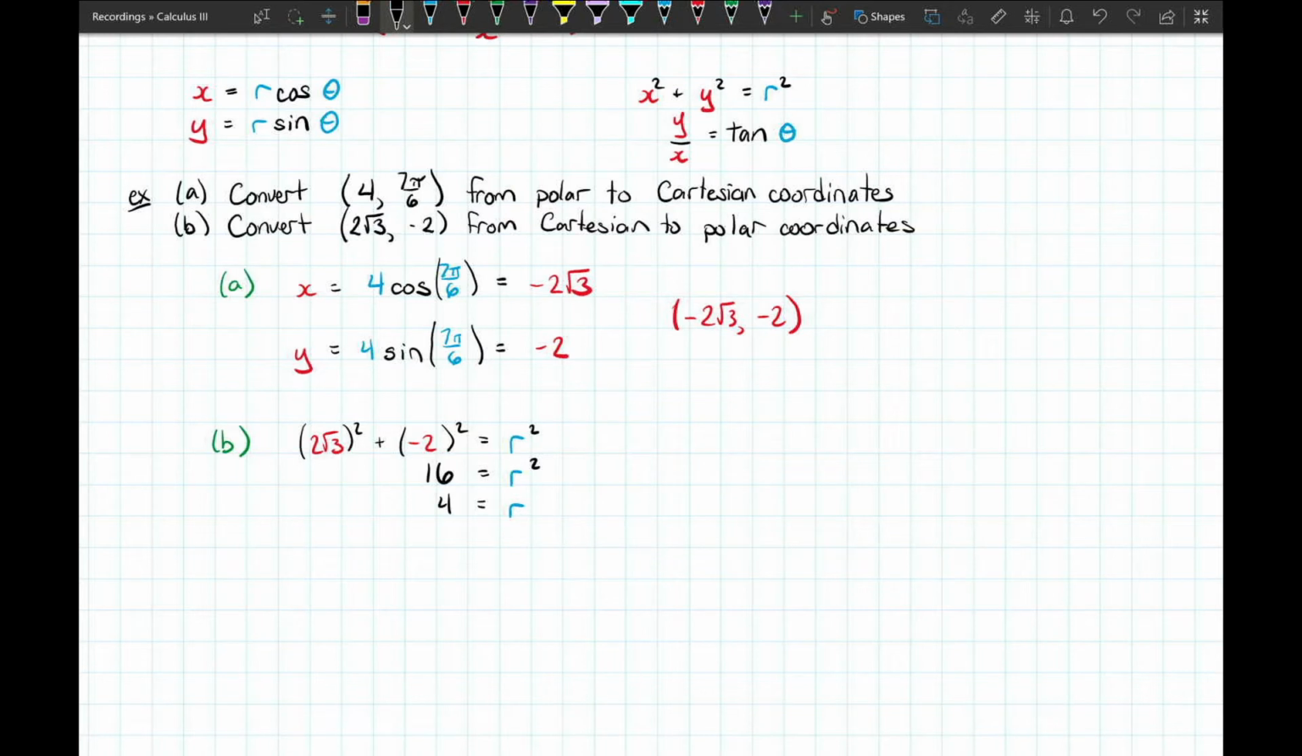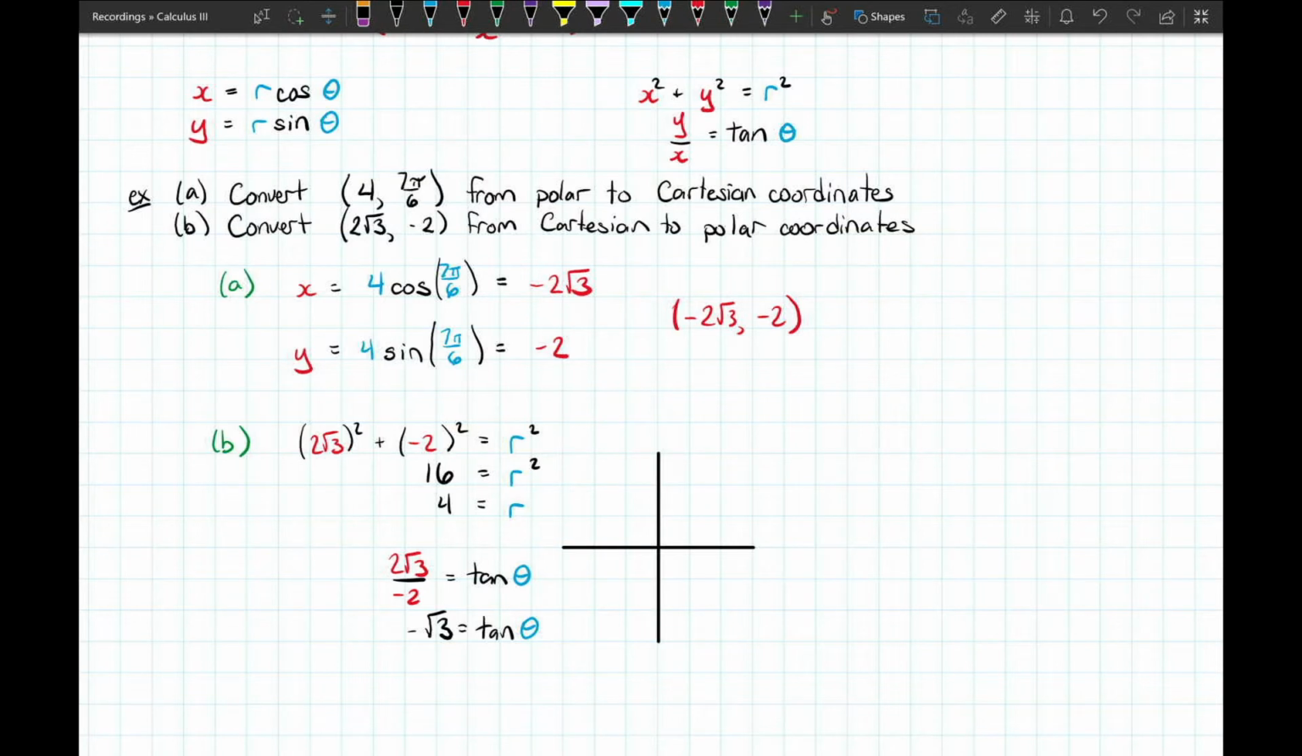Of course, there would be another solution where r equals negative 4, but it's generally better to have a positive distance r. Now, to find theta, negative 2 divided by 2 root 3 is equal to the tangent of theta, and we could simplify that to negative root 3. And solving the equation negative root 3 equals tangent theta has infinitely many solutions, but we're going to be looking for one specifically from 0 to 2 pi.